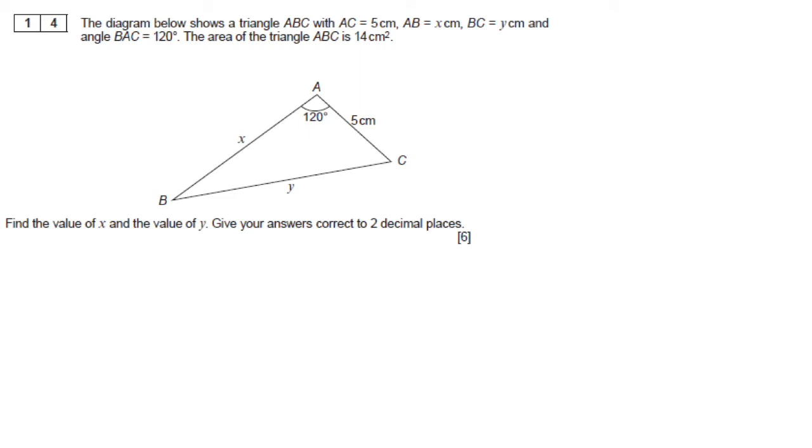In this question, we have to work out the value of x and the value of y, and we need to give our answers to two decimal places. We're first of all given the area of the triangle ABC. It's telling us it's 14 centimetres squared.